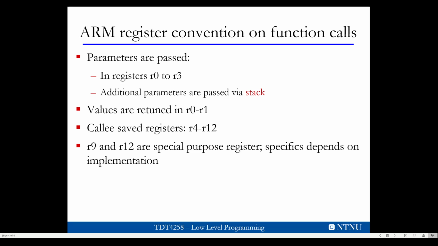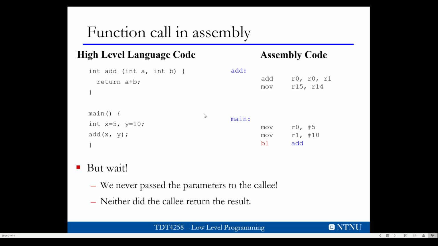Then R9 and R12 are special purpose registers. Their function depends on the implementation, on how the implementer decides to use them. Okay, so based on this understanding, let's go back and see if our code was fine. What we understand from here is that the parameters need to be passed in registers R0 to R3, and the returned value should be in registers R0 and R1. So if we go back, that's exactly what we did. Our values that we wanted to pass were in registers R0 and R1, and the result was in R0. So this piece of code is actually correct. We are passing the values through these two registers and we are returning the result through register R0.